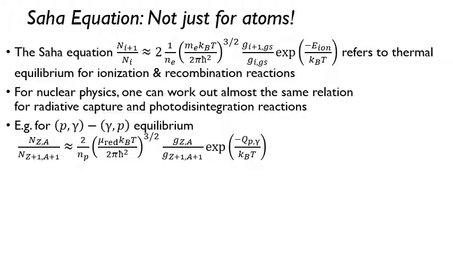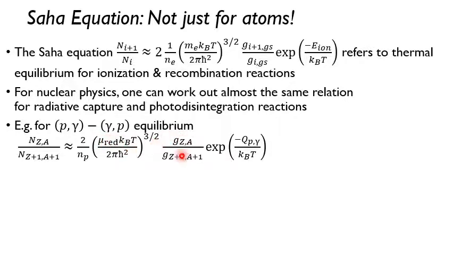Okay, so then if you write it down for nuclear physics, what you get is the following. The ratio of the number of nuclei to the radiative capture daughter, so in this case I'm assuming a (p,γ) reaction, is almost the same equation, right? You have 2 over a number density. In this case, you care about the number density of protons and not electrons. The mass here isn't the mass of the electron. Instead, it's the reduced mass between the proton and the proton capture nucleus. Otherwise, that's all the same.